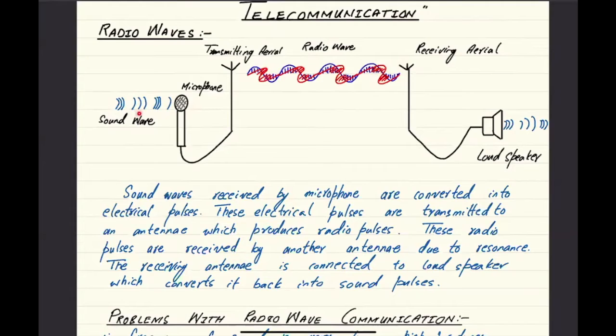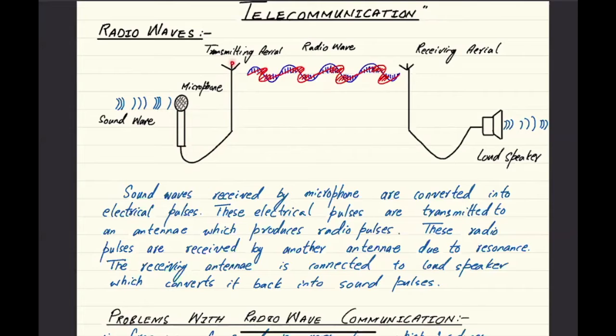A sound signal would arrive at a microphone, and that microphone, with the use of a piezoelectric crystal, would convert that sound signal into electrical pulses. These electrical pulses are transmitted to the antenna, because of these alternating compressions and rarefactions, definitely an alternating current would be produced in the microphone.